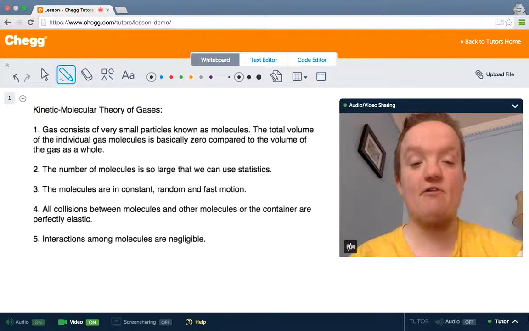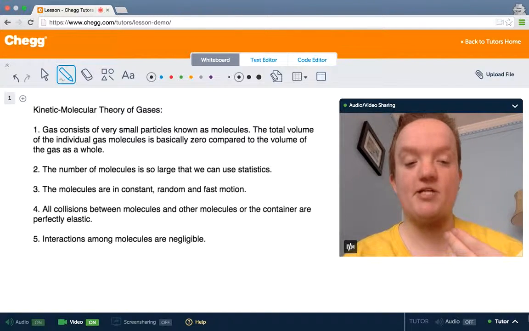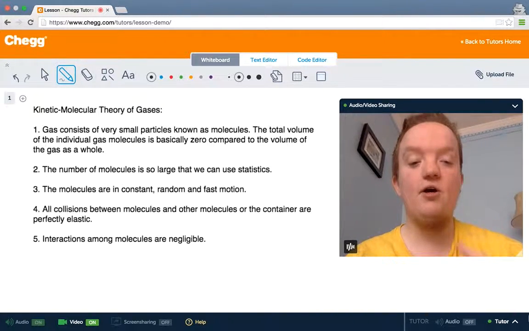was actually made of. The other key thing here is that the total volume of the individual gas molecules is basically zero compared to the volume of the gas as a whole. Now, you might ask then, how do you define the volume of a gas? A bunch of zeros added up is still zero. Well, you define it by the cloud that encompasses all of the gas molecules.